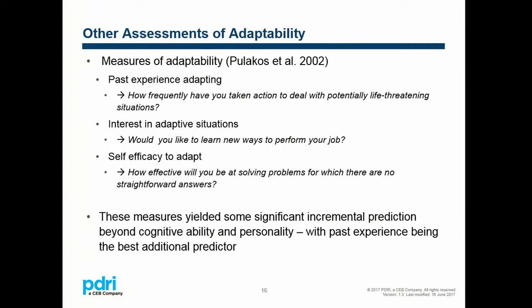Even interest in adapting to new situations can be a useful barometer, and one's confidence in how effective they will be at situations requiring adaptability is yet another measure that can be used. And these actually predict above and beyond some of those more traditional predictors. So it's a battery of assessments that can be created and structured according to the adaptive performance requirements, as opposed to thinking of adaptability in this really diffuse way.